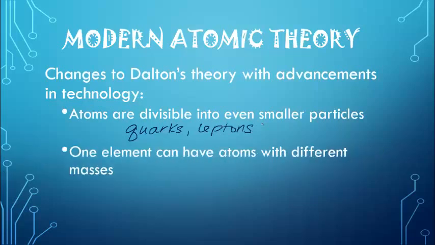We also see that one element can have atoms with different masses, and these are called isotopes. And we get into isotopes in a later video in this series. So what this is basically looking at is that idea that if an atom looks alike, has the same properties, it's going to be the same, but if it has different properties, it's going to be different. Well, we're going to find that if we change masses, we're still the same element. So that whole idea of a different mass being a different element doesn't hold up anymore.